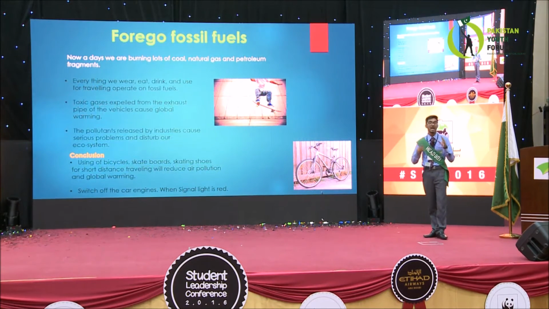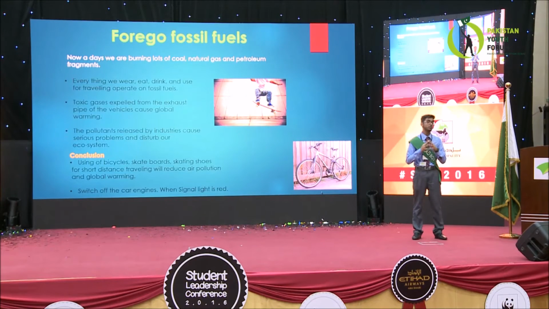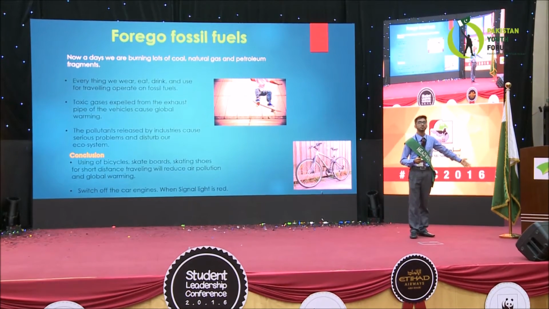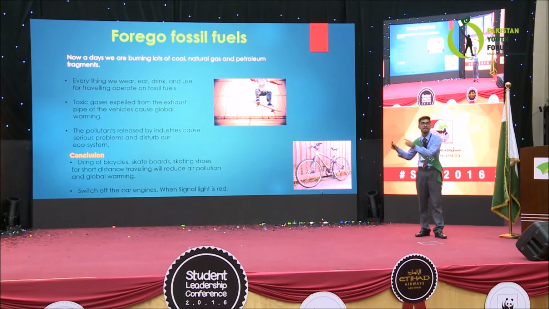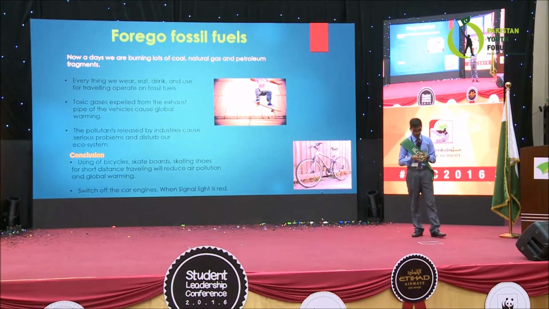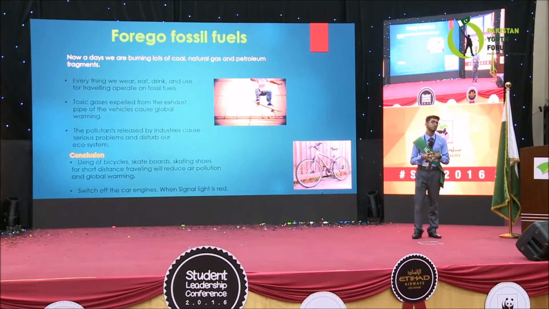Forego fossil fuels. Everything we eat, we wear, or we use to travel operates on fossil fuel. For example, the food industry uses fossil fuels to prepare food for us. The textile industry prepares clothes, they use fossil fuels. We use buses and cars for traveling, we burn fossil fuels. Now, how can we overcome all these consumptions of the fossil fuels?